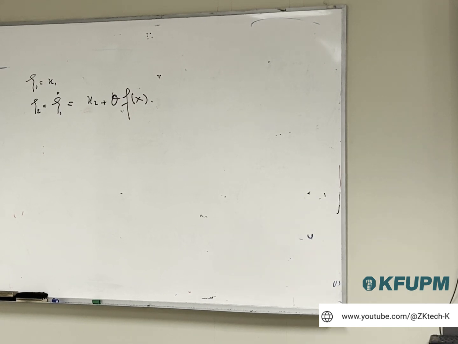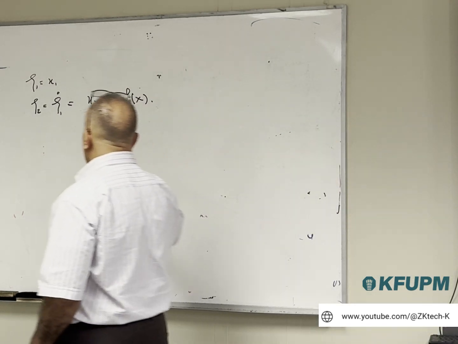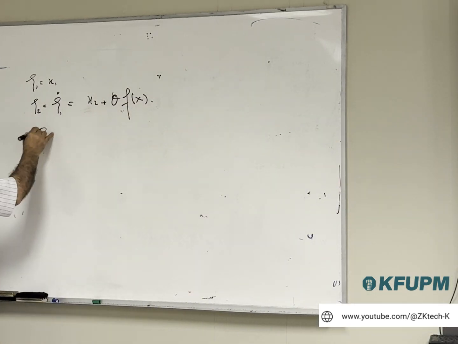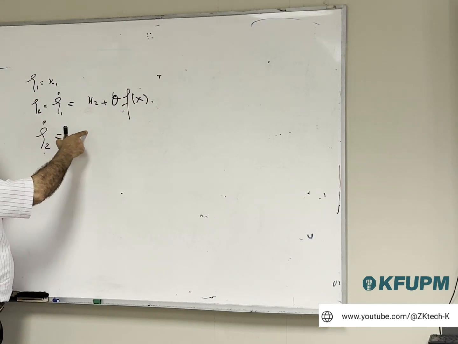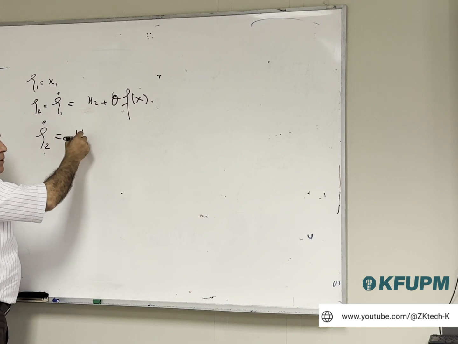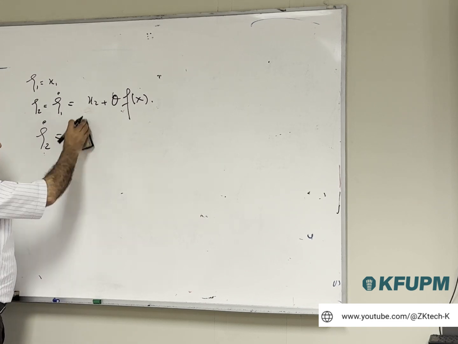Alright, you are done? So what will be the second derivative of zeta 2 prime? It will be equal to x2 prime again, and x2 prime we know is equal to u. We will use the x2 prime.